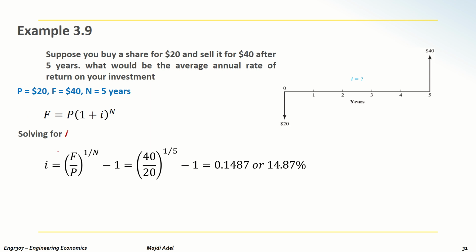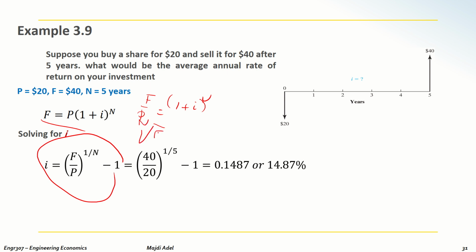How did we get this formula? We simply derived it from this formula as follows. Divide both sides by P, F over P equals (1 plus I) to the power N. Take the Nth root of both sides. The Nth root of F over P equals 1 plus I, or I equals the Nth root of F over P, minus 1.